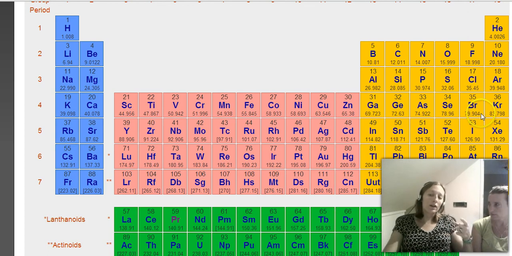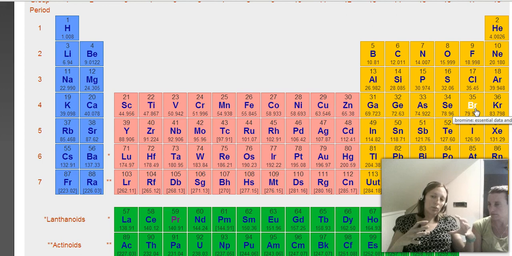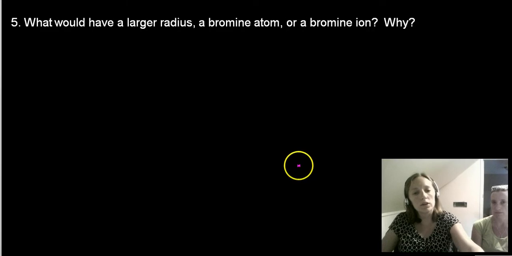So adding one electron onto bromine, you're going to have slightly more electron repulsions in your n equals 4 shell. So with the slightly more electron repulsions, he's going to go eep and get slightly bigger. And that is your answer for number 5.